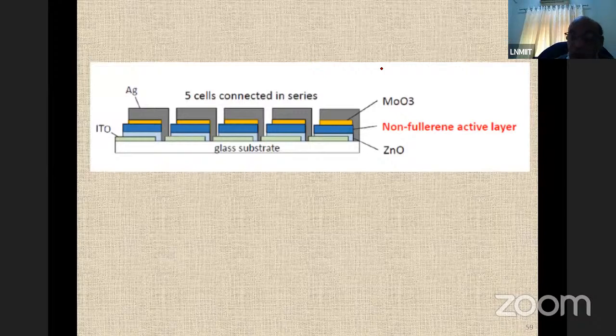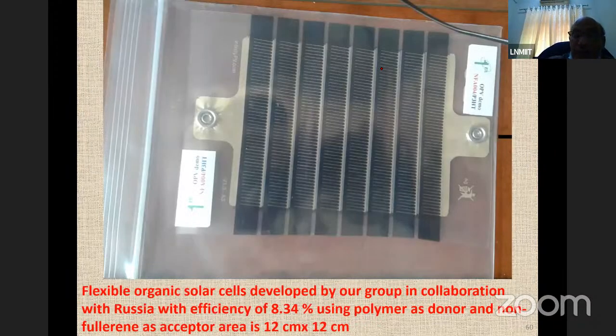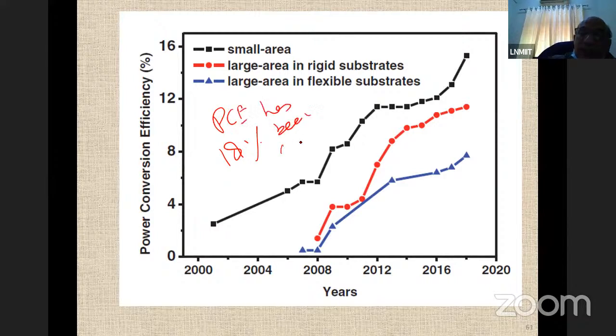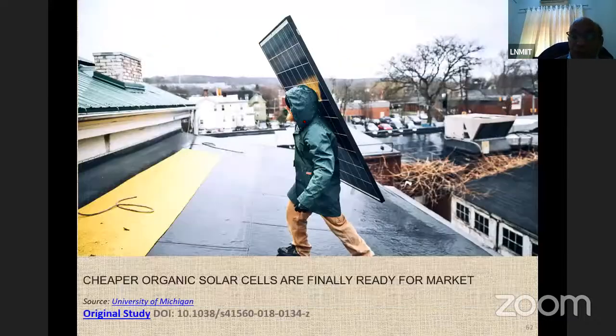So we have also developed a panel here with the help of Russia, and the efficiency was about 8.3% with 12 centimeters by 12 centimeters like this. So recently, 18% PCE has been achieved for a solar cell using a non-fullerene acceptor.